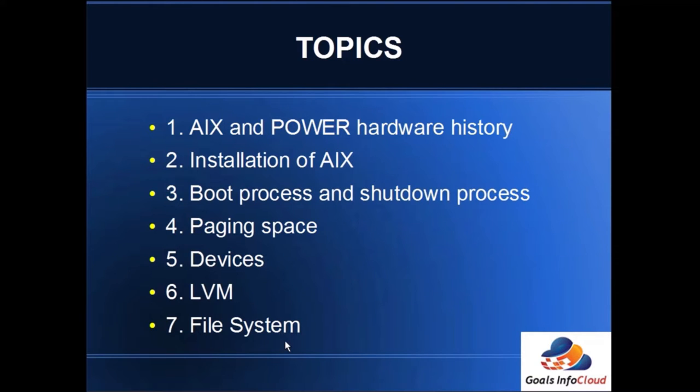The seventh topic is file system. We'll be seeing how to create a file system on AIX. We'll be focusing mainly on the JFS and JFS2 file systems. JFS2 is the enhanced journaled file system, and JFS is the journaled file system. We'll be seeing the difference between them.